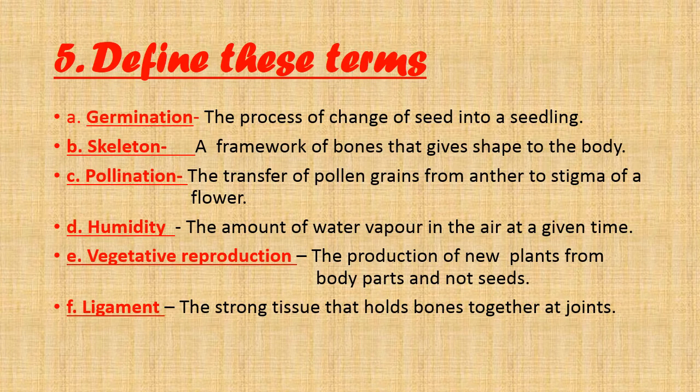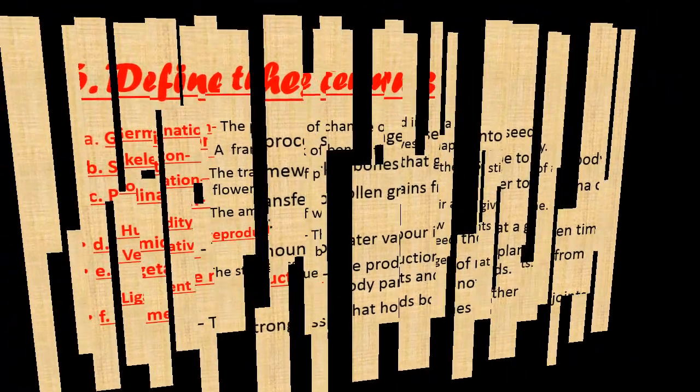Part F, ligament. So ligament is the strong tissue that holds bones together at joints. At joints, the two bones will be held together by a strong tissue and that strong tissue is called ligament. It is a stretchy band. So these are the define these terms, exercise number 5.